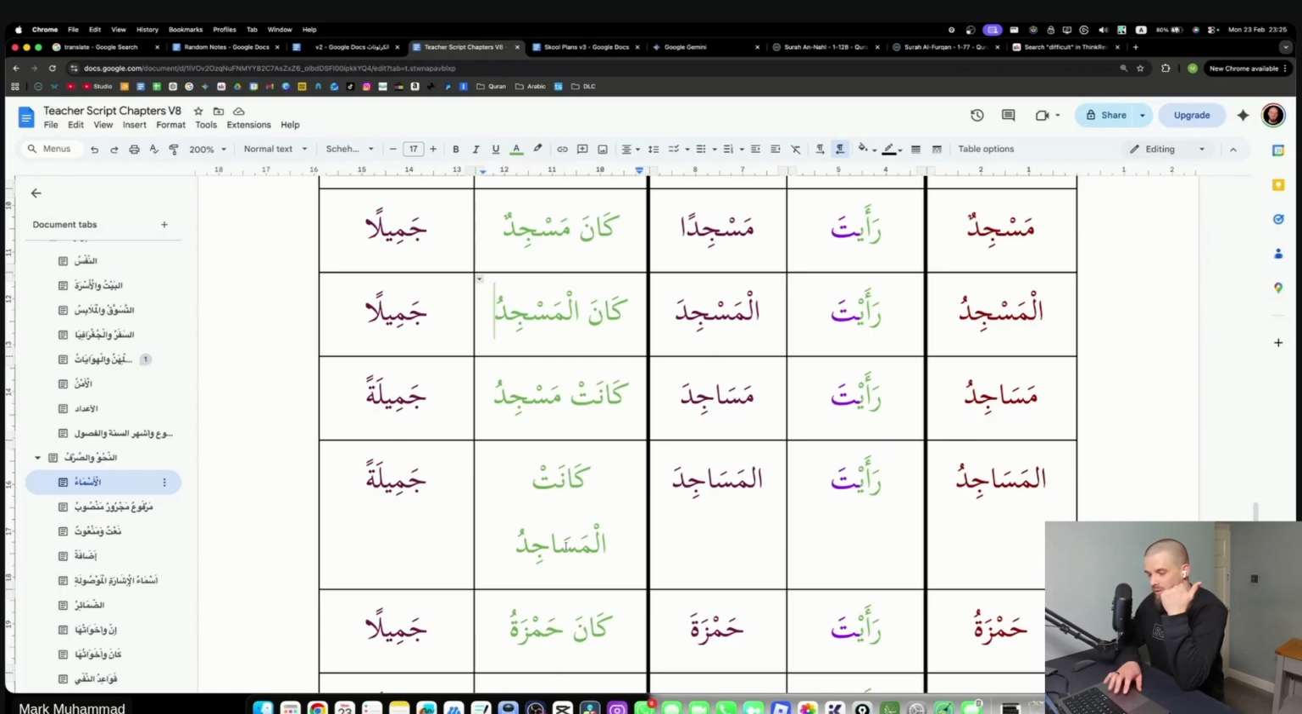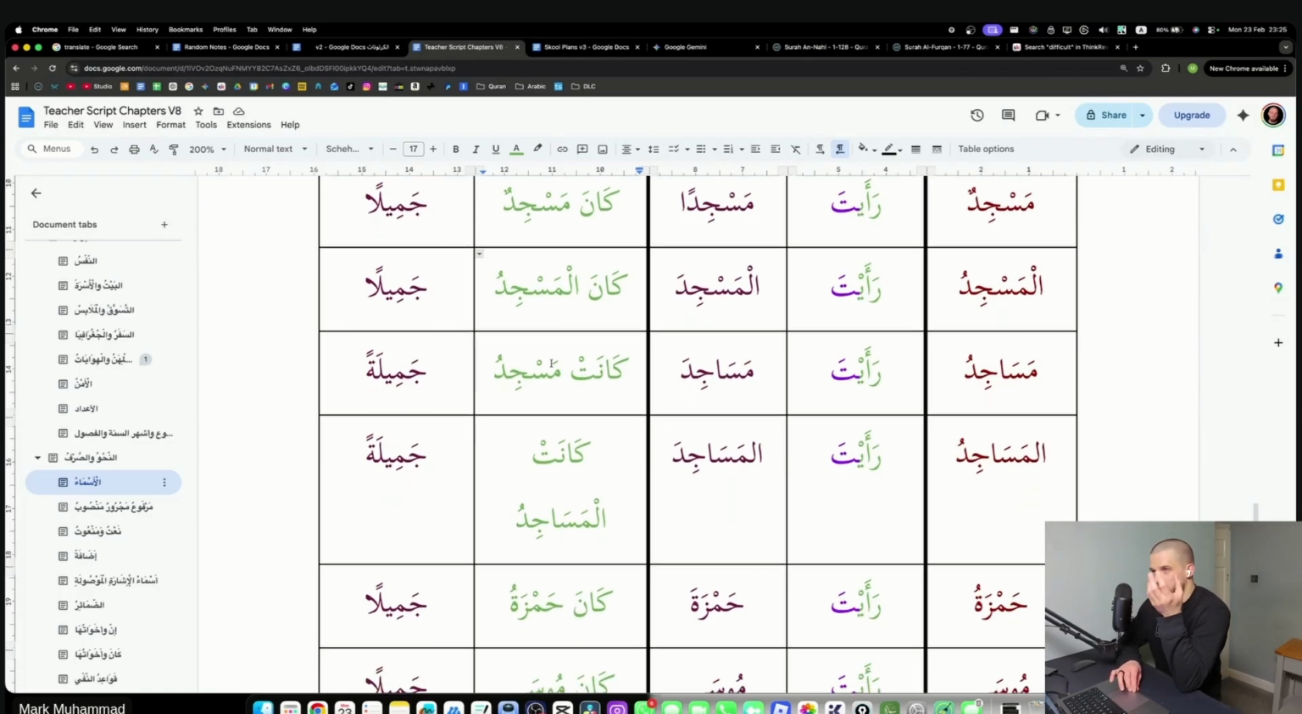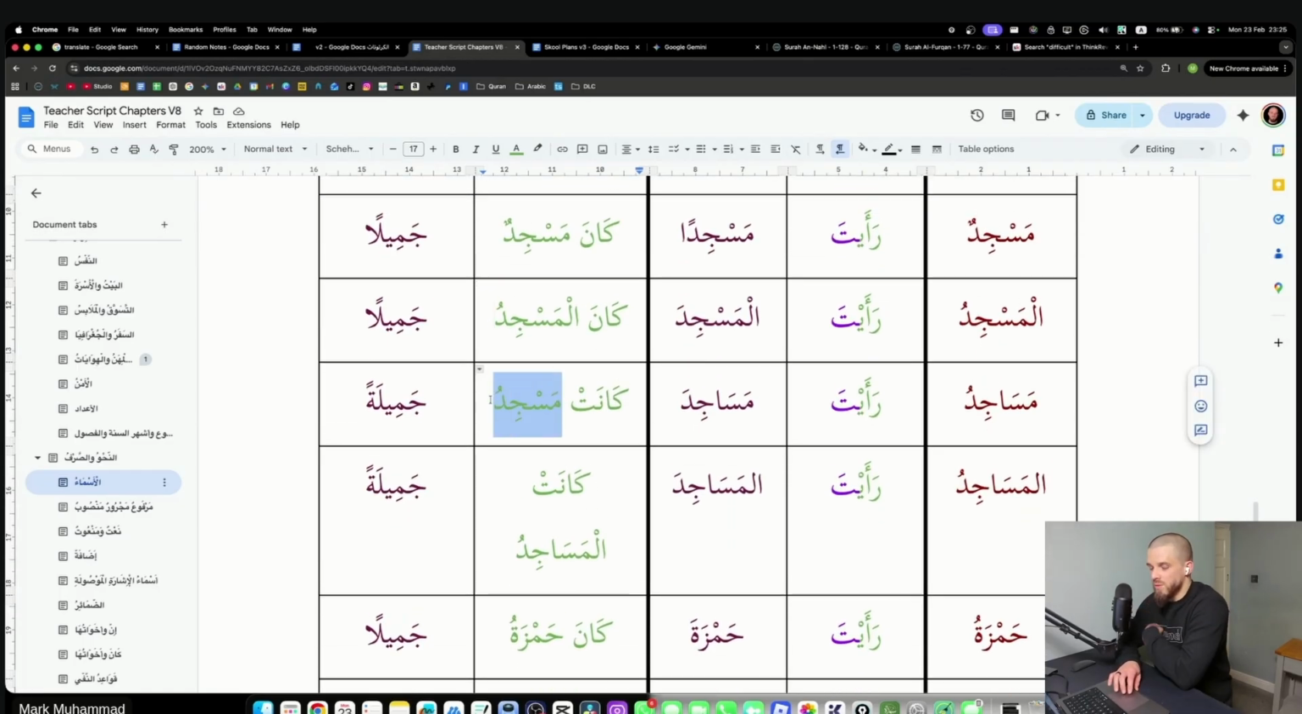look, whether they're mamnu' min as-sarf, whether they're sound masculine plural, sound feminine plural, and what have you. Right? So we don't have time to do that now, but that's what I want to go through. So have you seen the word masajidu, for example? Masajidu? That's a plural of masjid, right? Yes. So this should be masajidu.